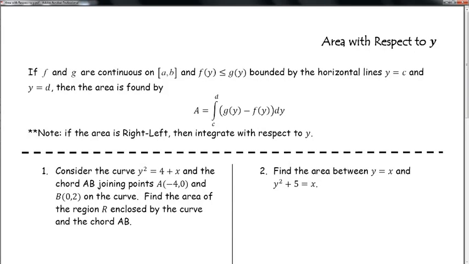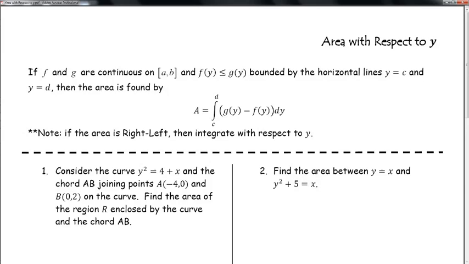Alright, there's going to be times when you are talking about area and an area between curves. Well, sometimes it's just easier if we solved and made y our independent variable. So let's say f and g are continuous on a to b, and that the y-coordinate for f is less than the y-coordinate for g.